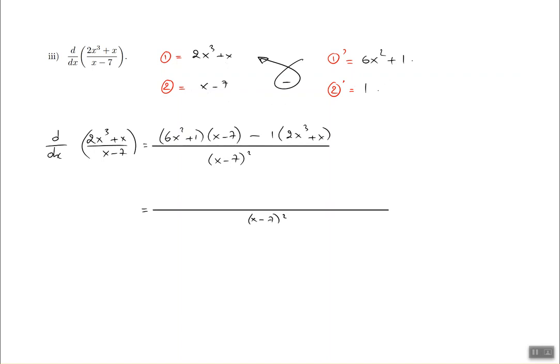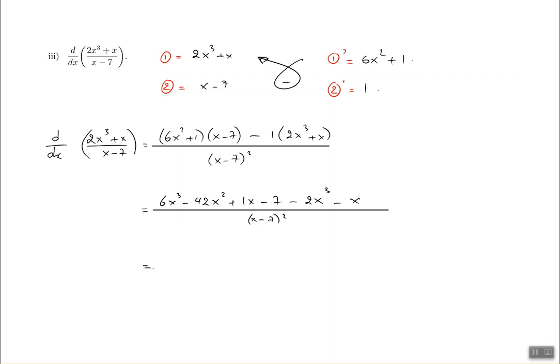So we have to multiply the 6x squared with the x, so that's going to give us 6x to the power of 3, then minus 42x squared, then 1x, and finally negative 7. Then we multiply the negative 1 with the x cubed. That's going to be negative 3x cubed. Sorry, not 2, 3. And then finally, negative 1 times x is going to be negative 1x.